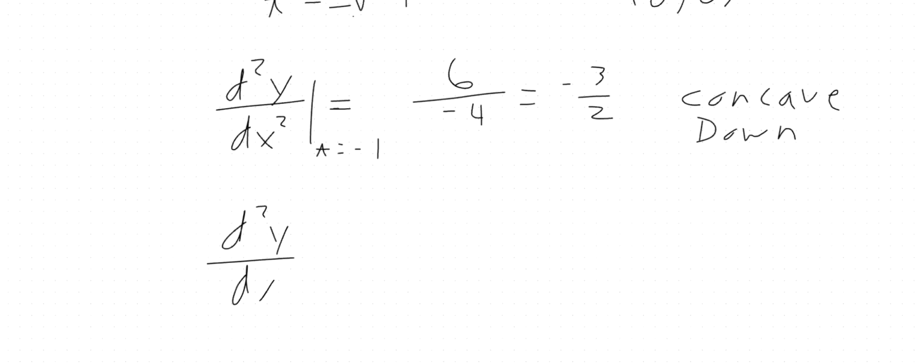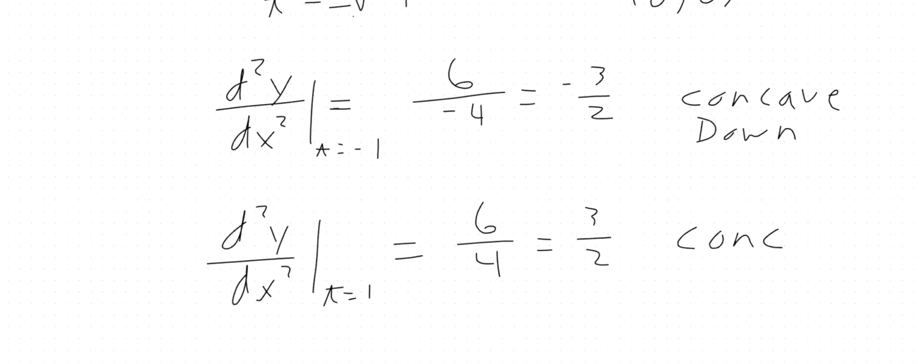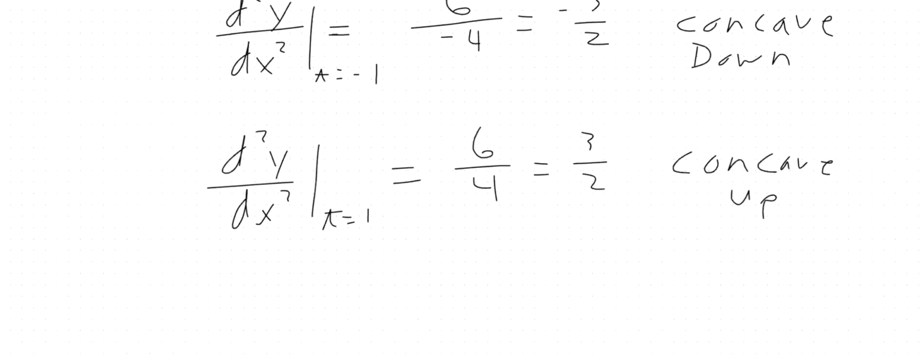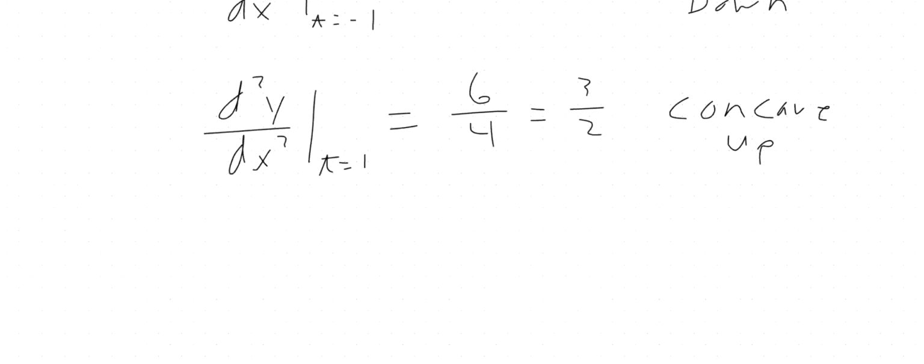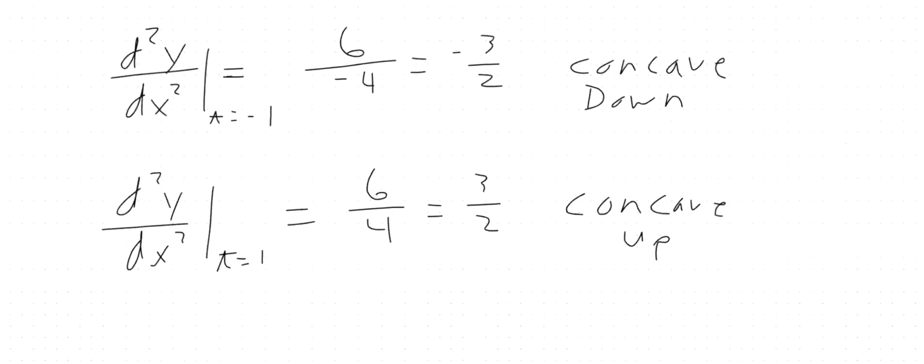If we do this where t equals a +1, then we get 6 on top and +4, those 3/2. So it's concave up. So since t equals 0 was the only inflection point, then it's going to be concave down for t less than 0 and concave up for t greater than 0.